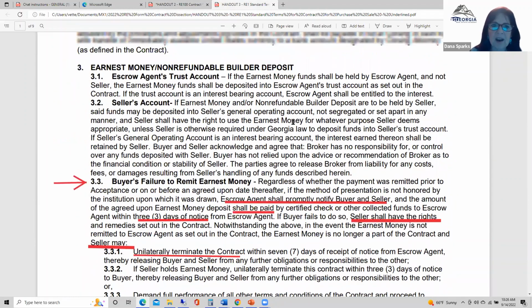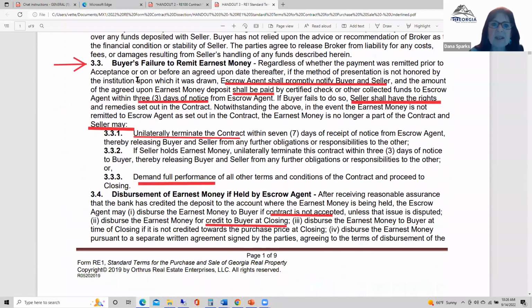Here in the corresponding paragraph, paragraph 3, earnest money, buyer's failure to remit, again, remit is just a fancy word for send, to fail to send the earnest money. And again, even if they send it, so it says regardless if the payment was sent prior to acceptance or on a specific date, or if the method of presentation is not honored by the bank. So even the buyer sent it, but the funds weren't there. The escrow agent does not have those funds in their bank account. The escrow agent shall promptly notify buyer and seller. The amount of the agreed upon earnest money deposit shall be paid by certified check or other collected funds within 3 days of the notice. Seller shall have the rights and remedies set out in the contract.